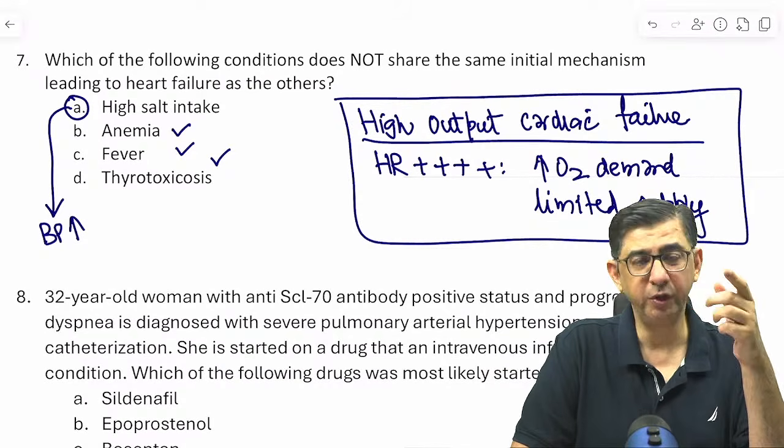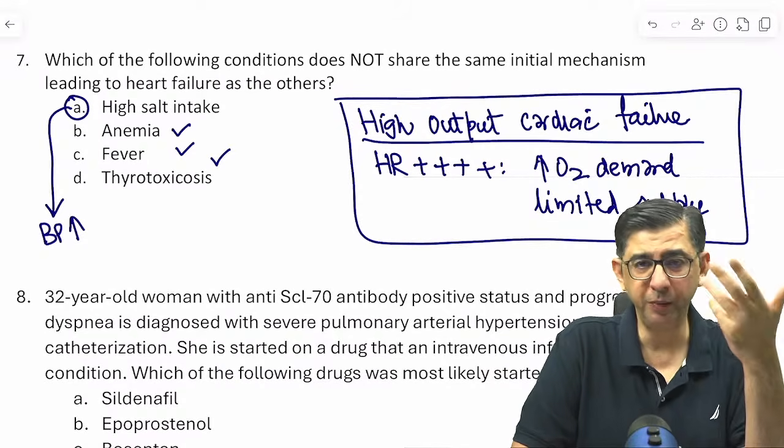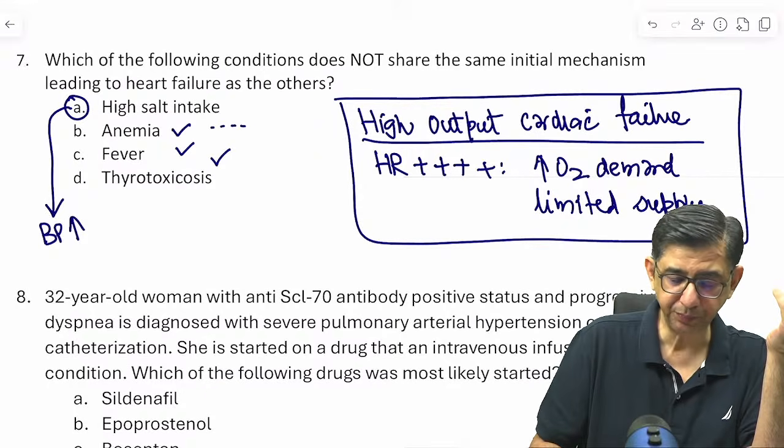I had options between A versus B. Let me give elaboration for anemia again.